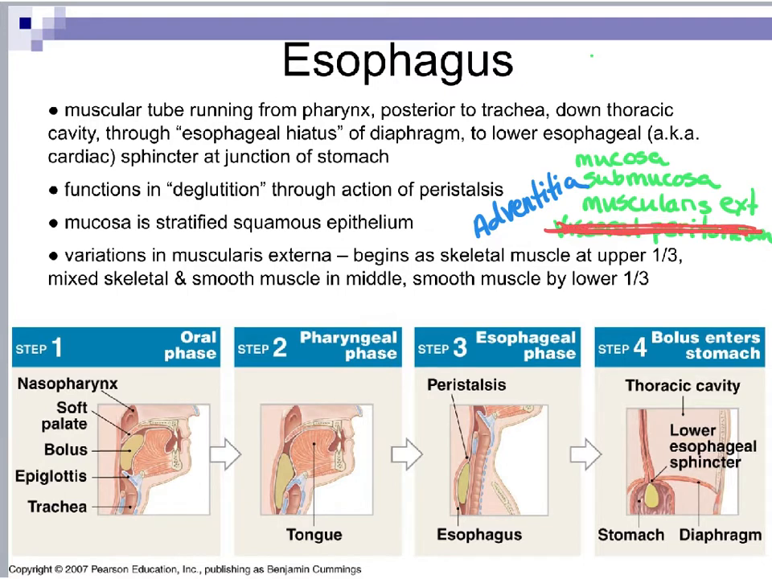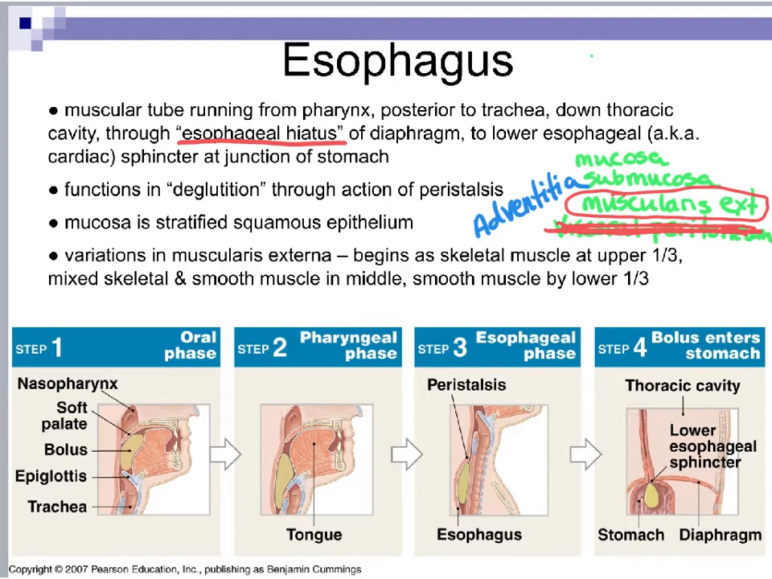Okay? So the esophagus is a muscular tube. Where's that muscle? That muscle's in this layer, the muscularis externa. So it's this muscular tube that progresses inferiorly from the pharynx. It's behind or posterior to the trachea, and it descends down the thoracic cavity through a hole in the diaphragm called the esophageal hiatus.